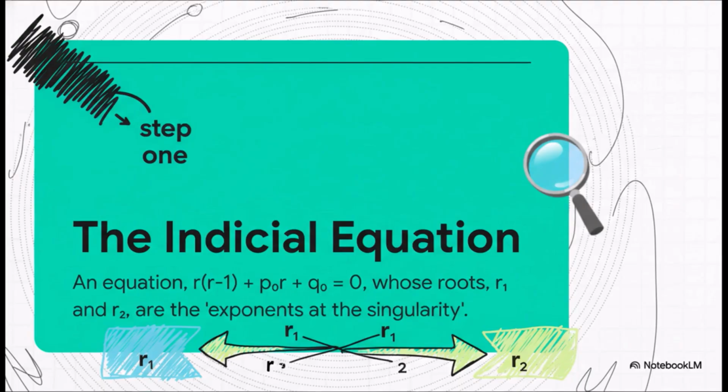So that first step gives us this thing called the indicial equation. And hey, if it looks a little familiar, it should. It's basically the same simple quadratic equation that we got from the Euler equation earlier. Solving it gives us two possible values for our key exponent, which we'll call R1 and R2. These two little numbers are going to be the foundation for everything else we do.